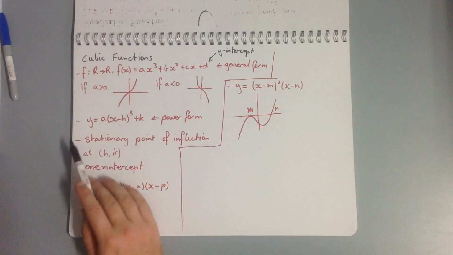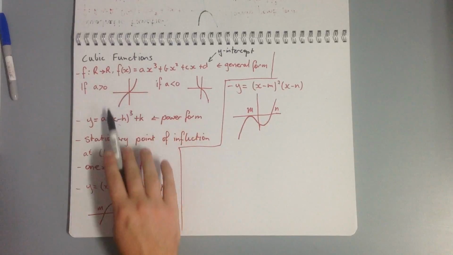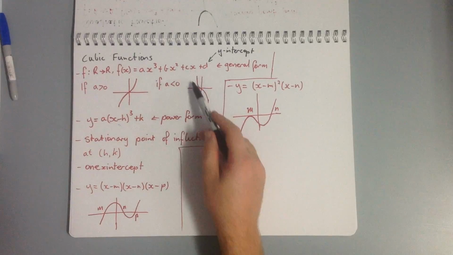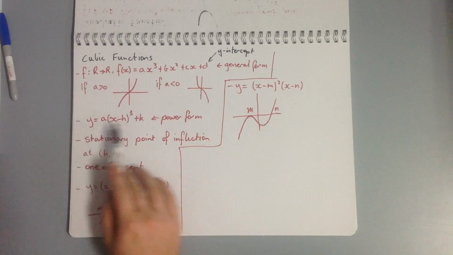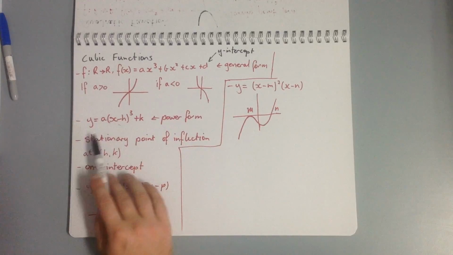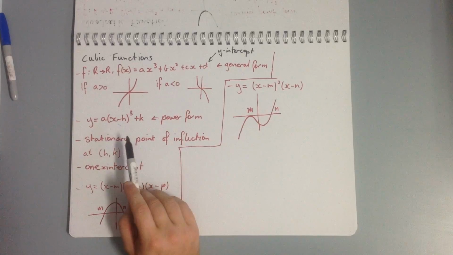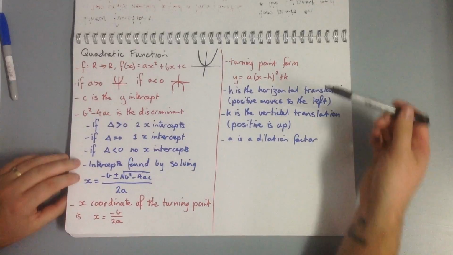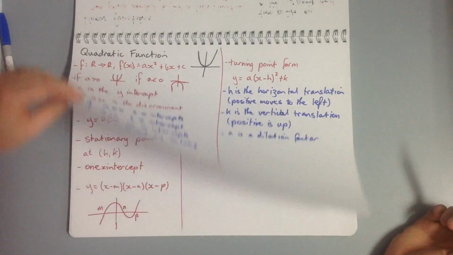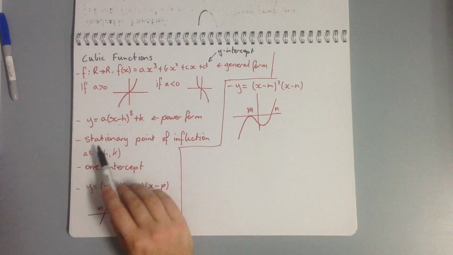If a is positive, then it's going to be this sort of shape for our cubic. If a is negative, it's going to be this sort of shape. In our power form, it's y equals a outside of (x take h) cubed plus k. So you can see our power form is exactly the same as our turning point form for our quadratic. Okay, we find the same things happen.